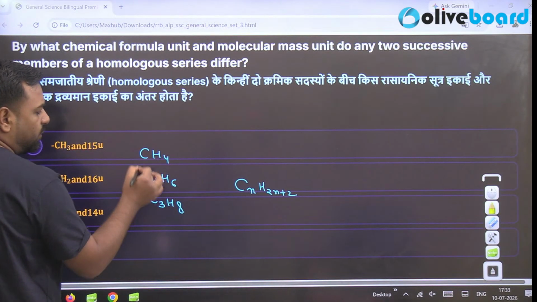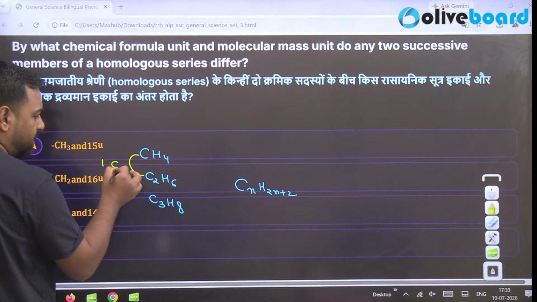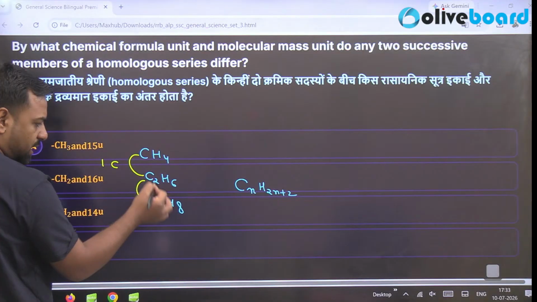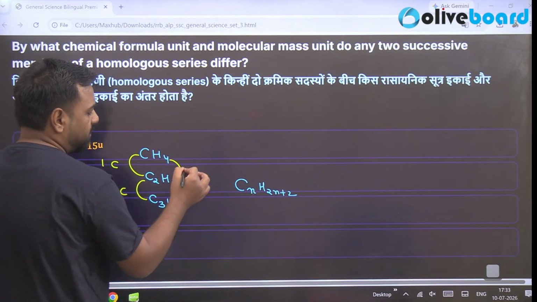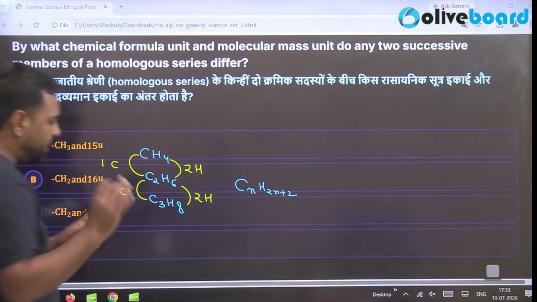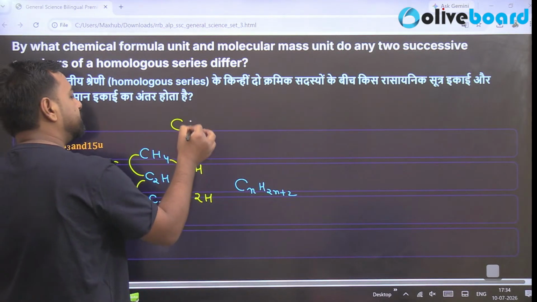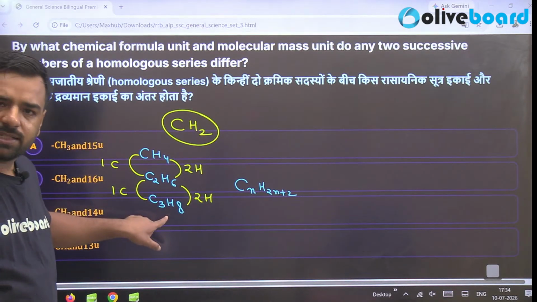What is the difference? So one carbon was here, two carbons are here. So there's a difference of one carbon. Again, just check here also. After 2, 3 is coming. One carbon difference is there. For the hydrogen, there's a difference of 2 hydrogen. Again, we have the difference of 2 hydrogen. Which means we can say all the formulas are differentiating by CH2.